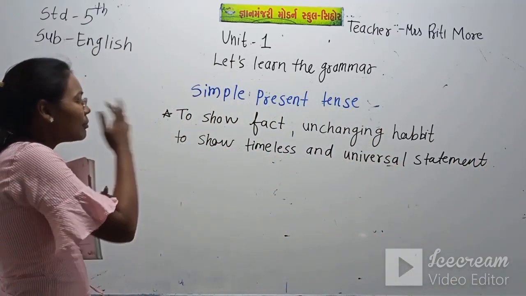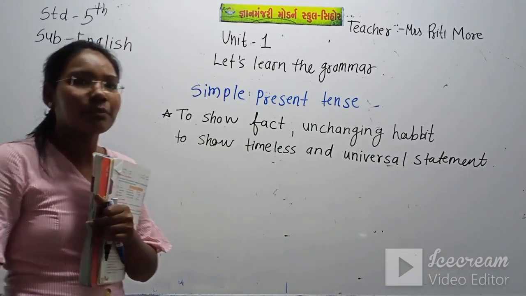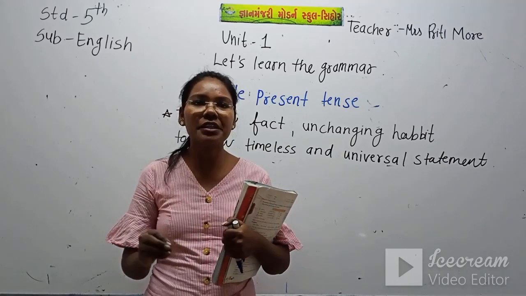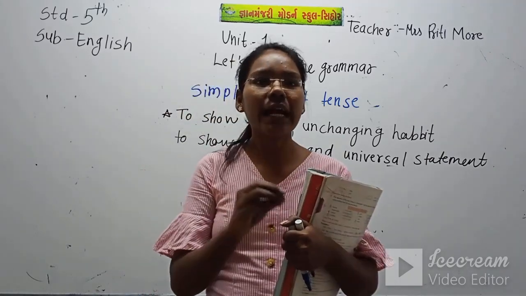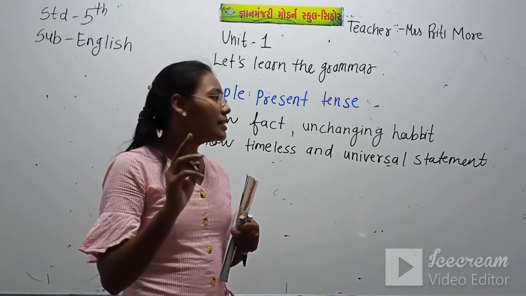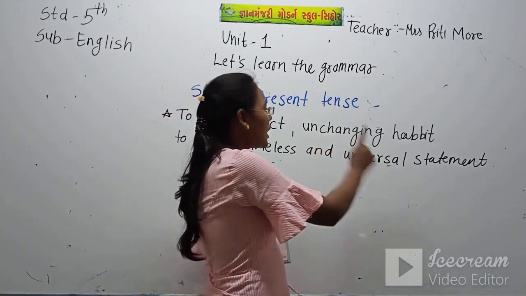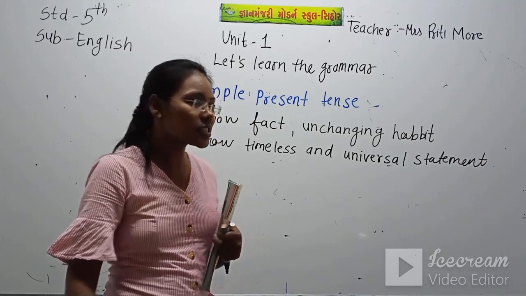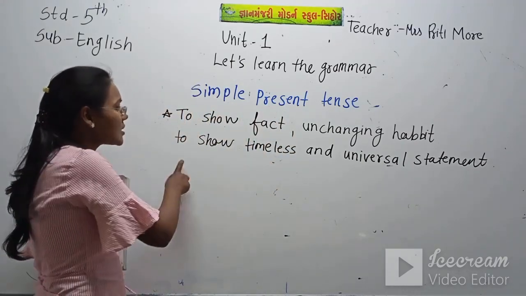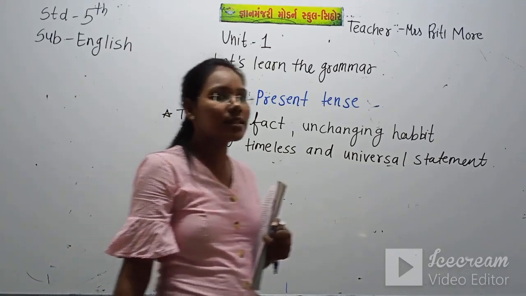We use simple present tense to show the fact. That means simple present tense is what we do daily. It is the fact, the real fact. Now I am teaching, I teach. This is my fact, I teach. You study, this is your fact. Unchanging habit is what we never change. To show the unchanging habit, we use the simple present tense, and to show the universal statement.